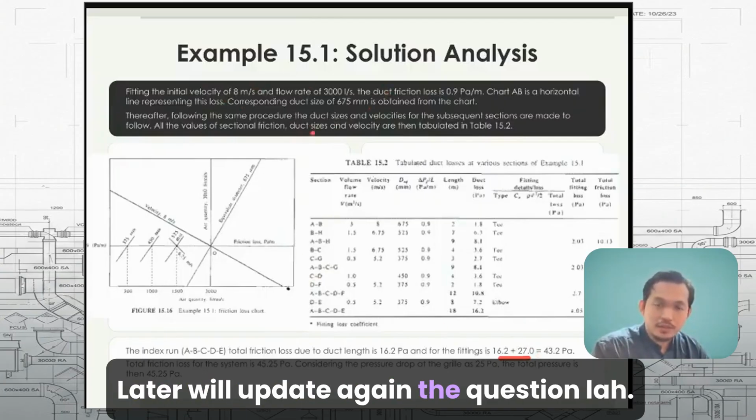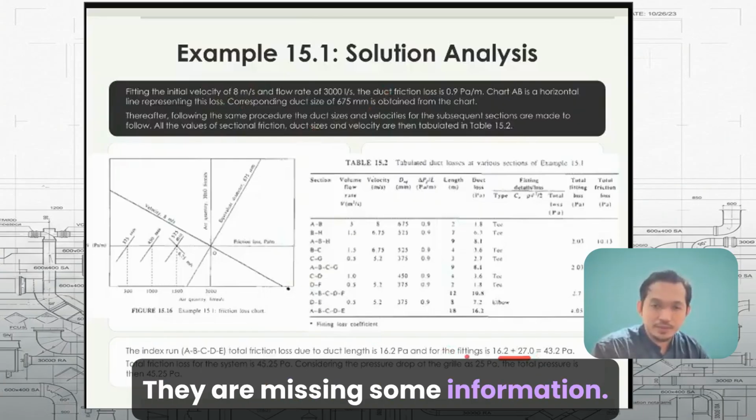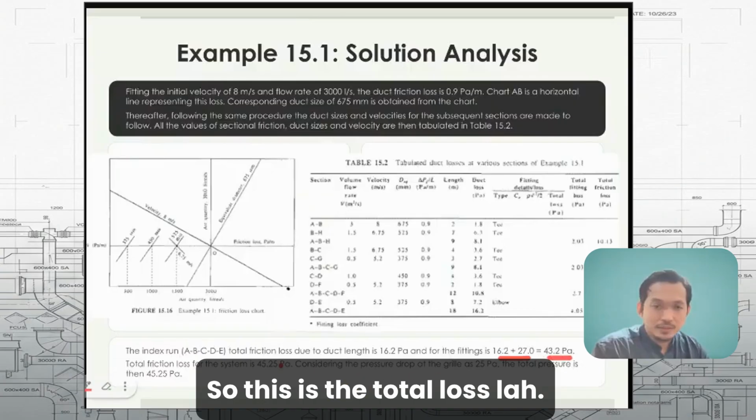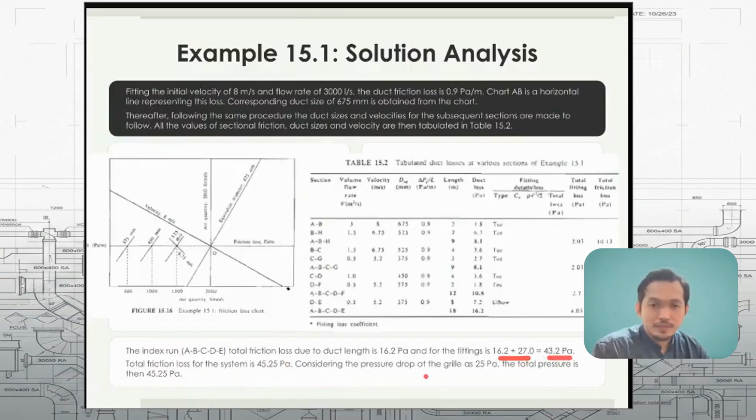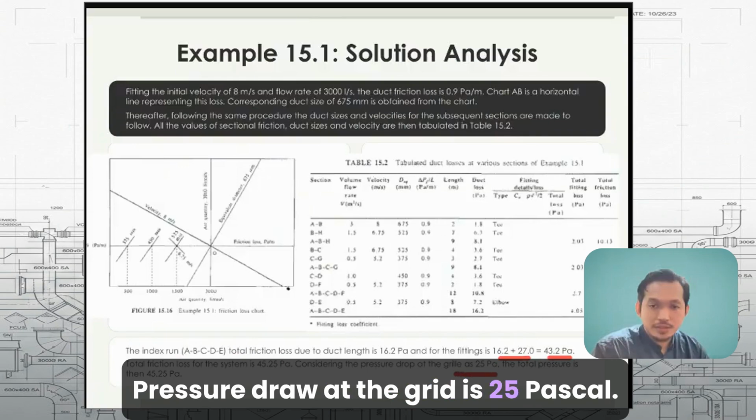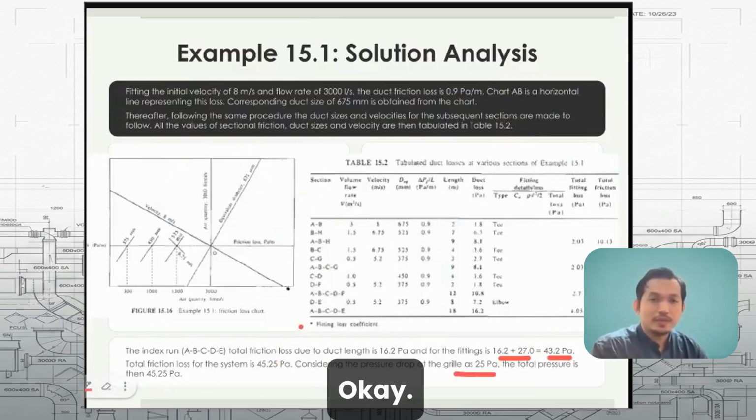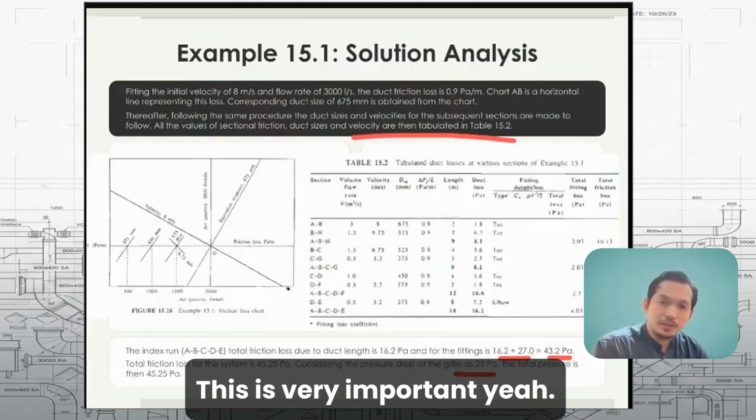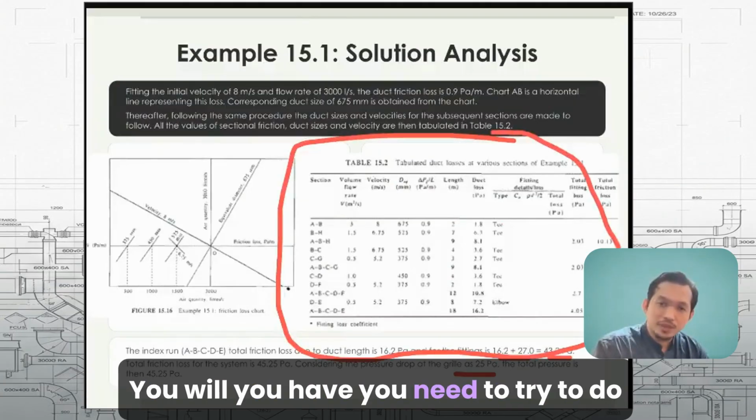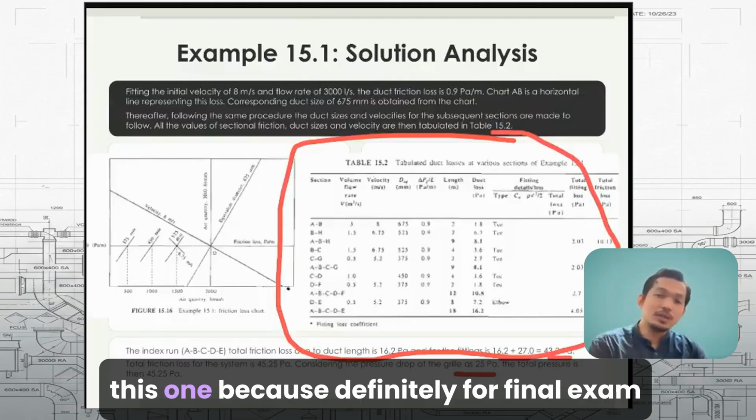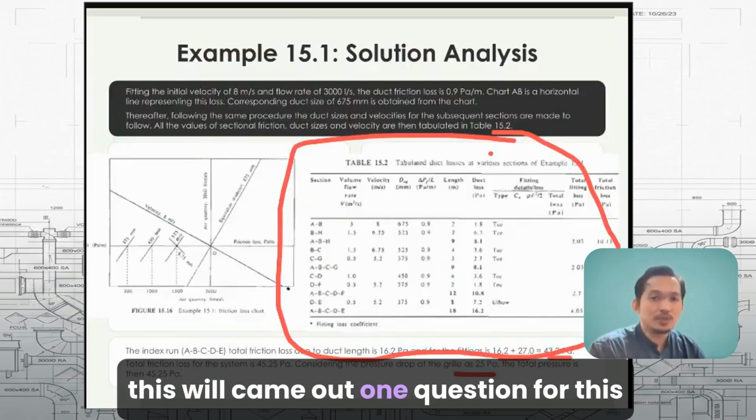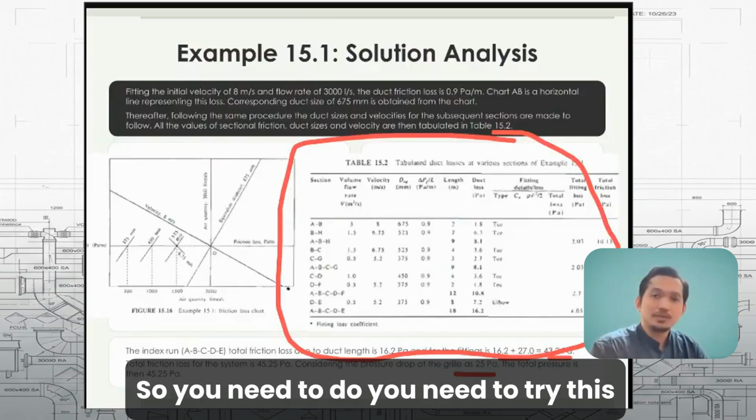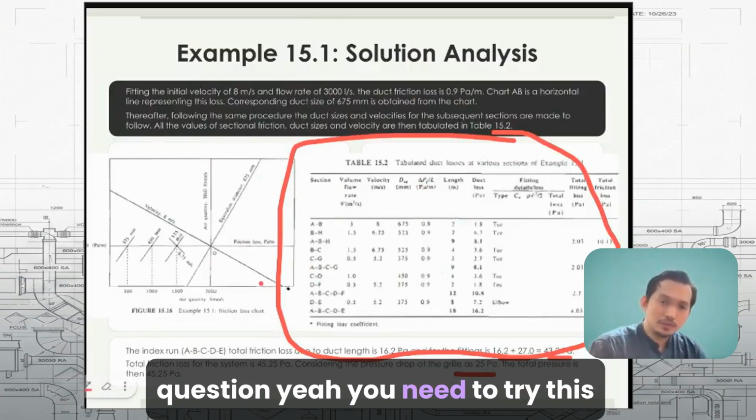Later I will update the question again. They are missing some information. So this is the total loss. Right? Pressure drop at the grill is 25 Pascal. Okay. So this is an example of how you do it. This is very important. You need to try this one, because definitely for the final exam, one question on this will come out. So you need to try this question.